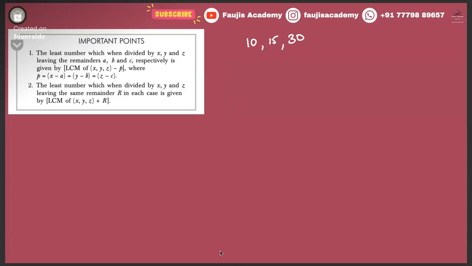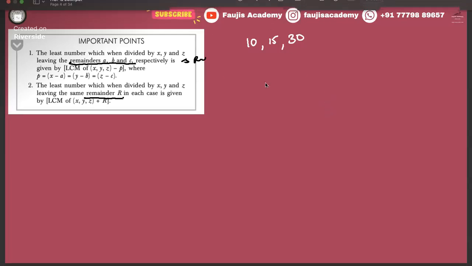You see the difference between these two cases, guys. In the earlier case, the remainders were A, B and C, three remainders. Over here, only one remainder. Can we have a remainder 12? Which when divided by 10, 15 and 30, we have the remainder 12. Can we have such a number? No. Why not? Because 12 is greater than 10. The requisite remainder is greater than 10 and we cannot have that.